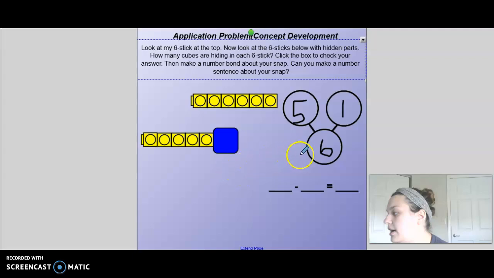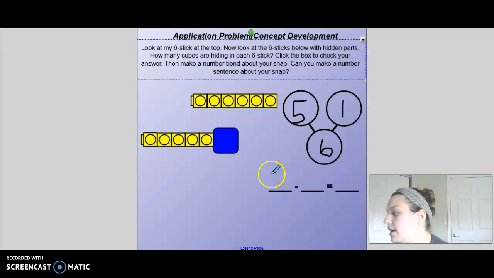Now, I want you to pause me and write this number sentence, okay? So you're going to take your whole minus one of your parts, which in this case is how many cubes are showing, equals your other part, which is how many cubes are hidden. Okay? Go ahead and pause me and then come back.